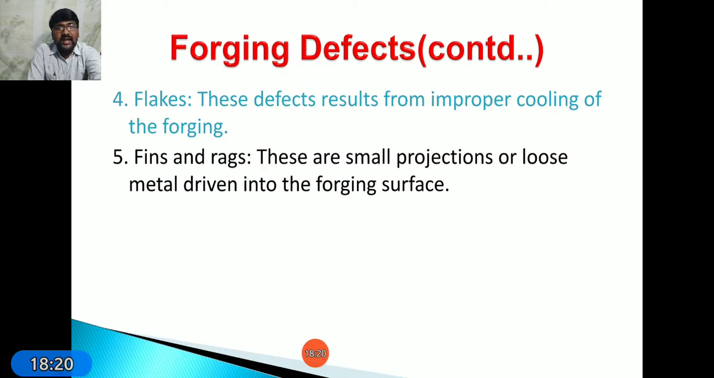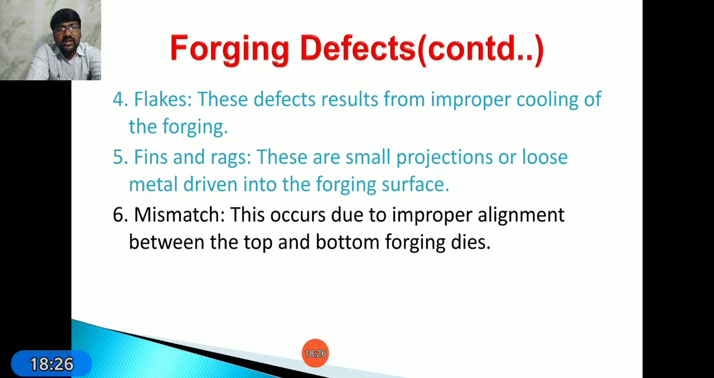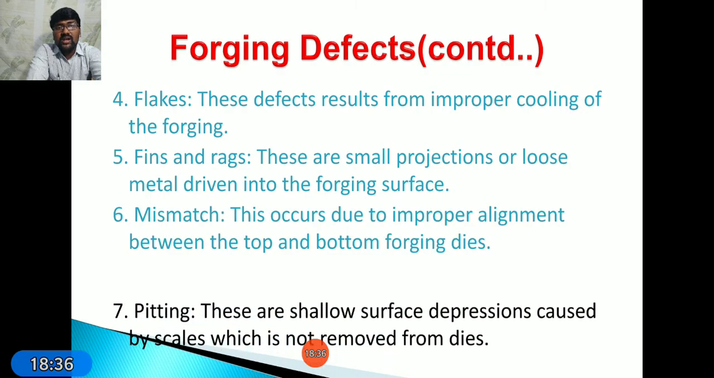Next, fins and racks. These are small projections of the loose metal driven into the forging surface. Next, mismatch. This occurs due to improper alignment between the top and bottom forging dies. Due to this, mismatch of the materials will occur.